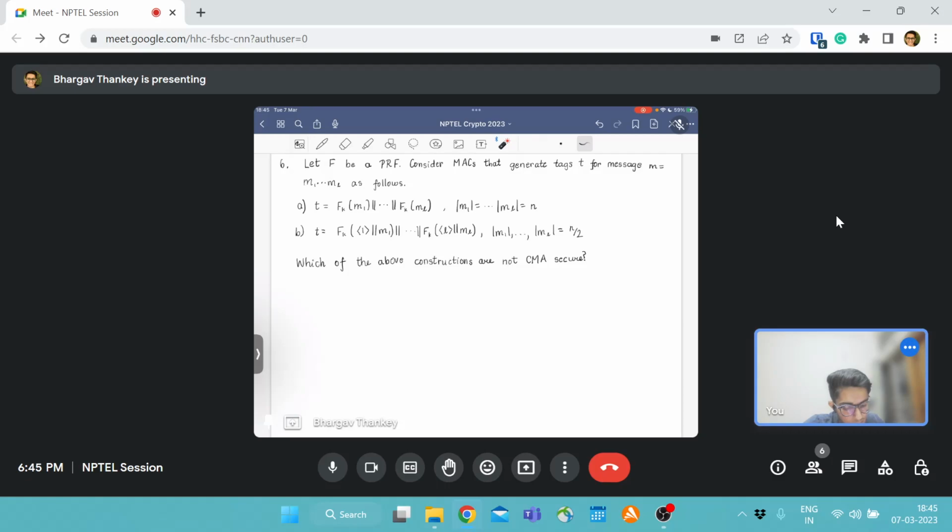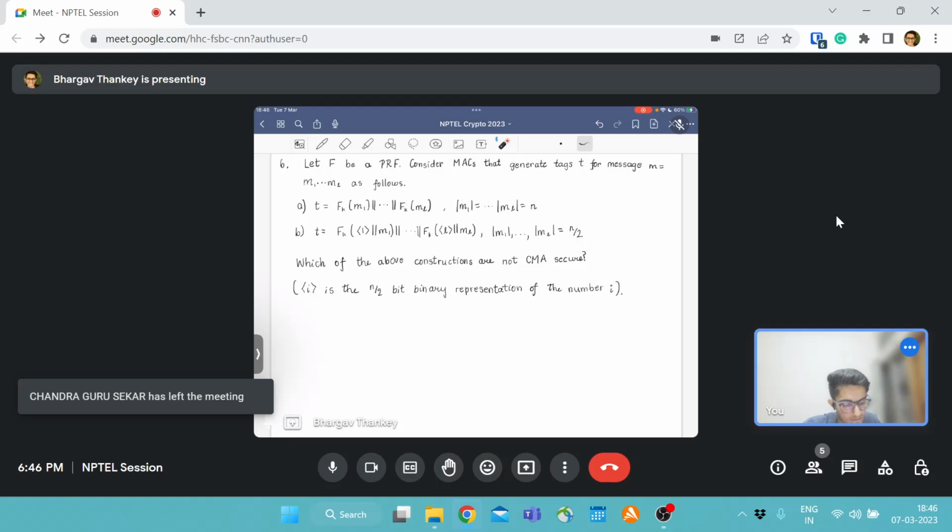And we first concatenate M1 with this, and by this notation, what I mean is the following. Let me write it. I is the n/2-bit binary representation of the number i. So we concatenate M1 with the binary representation of 1, or M2 with the binary representation of 2, and so on. And then we compute F_K of all of these and concatenate these together. That is how we construct the tag in the second scheme.